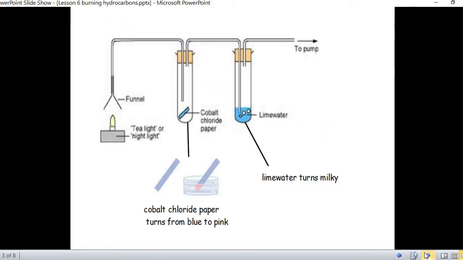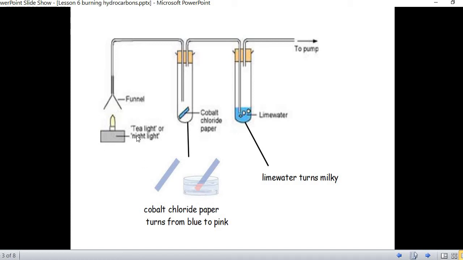Now you can also, instead of having the ice, use something called blue cobalt chloride paper. And instead of this being a U-tube surrounded by ice, you could have blue cobalt chloride paper, and look what happens to it when it's put into water. It turns from blue to pink.